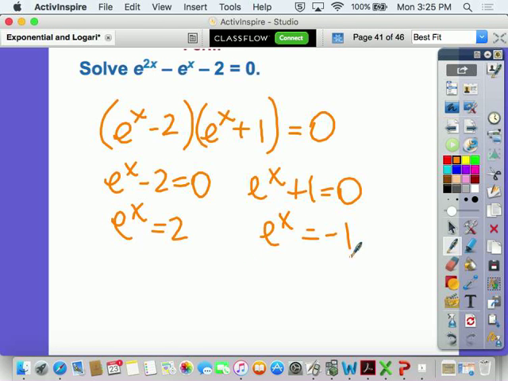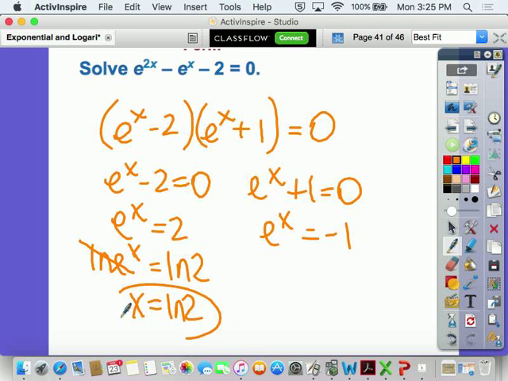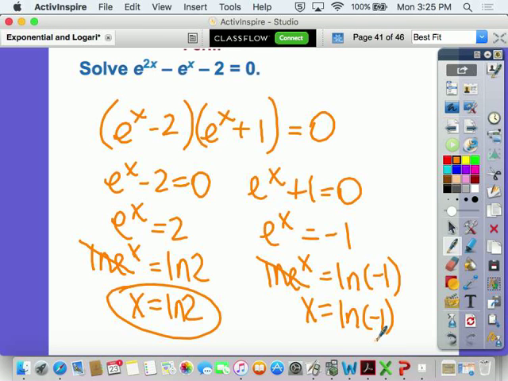Now to actually solve for x, these are like two mini exponential equations. Take the ln of both sides. The ln of e goes away, so x equals the ln of 2. Over here, when you take the ln of both sides, the ln of e goes away, you just have x equals the ln of negative 1. But hopefully you remember that you cannot take the natural log or the regular log of a negative number, meaning that this one is not a solution. The only solution you have is the ln of 2. Okay?